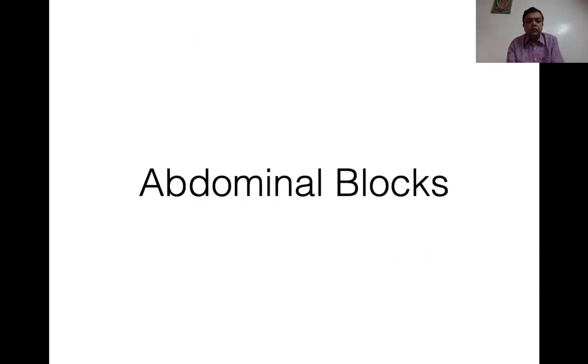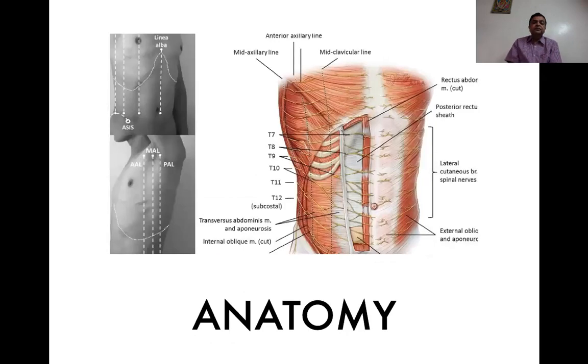So for lower limb blocks, we can give fascia iliaca compartment block. For abdominal wall block, as I said, TAP block and rectus sheath block can be given. If we talk about anatomy of the abdominal wall, it is supplied by T6 to T12. And if you see this diagram here, you can see T7, T8, and T9 enter just below the costal margin in the abdominal wall between the internal oblique and the transversus abdominis muscle.